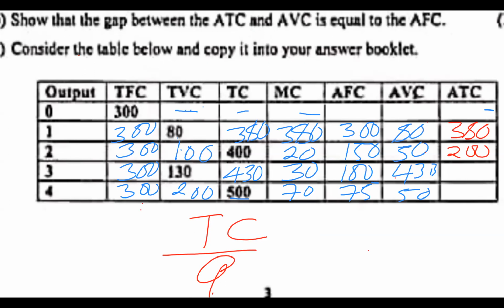3 into 430 gives us 143.3. So now 4 into 500. 500 divided by 4 is 125.